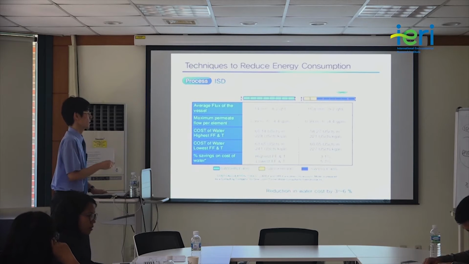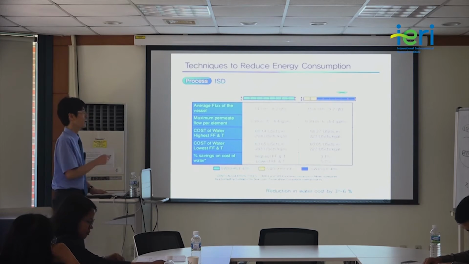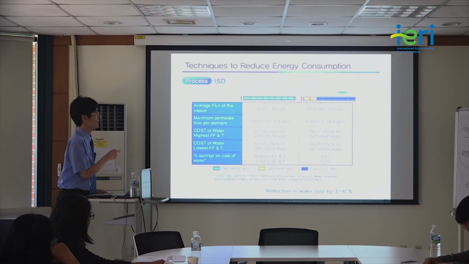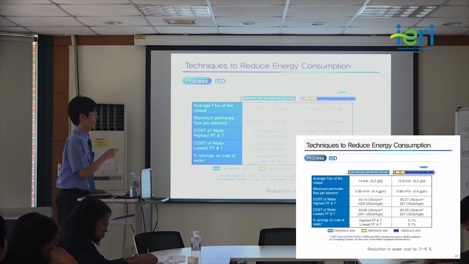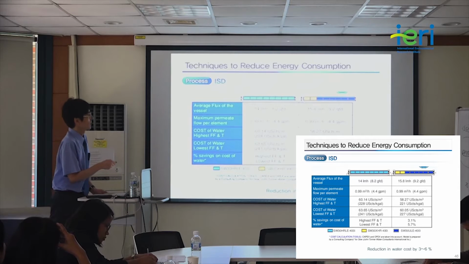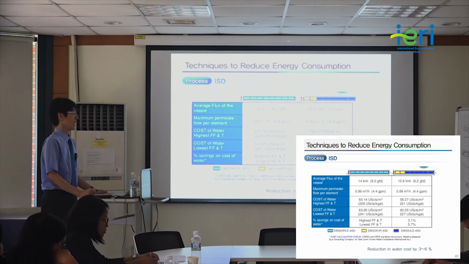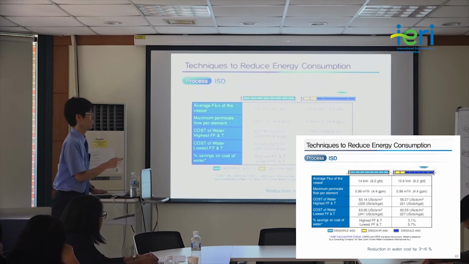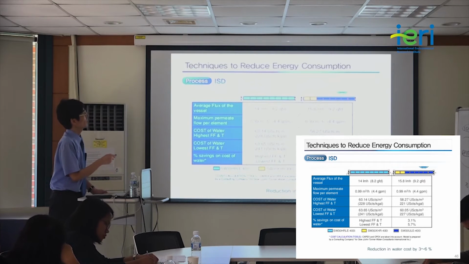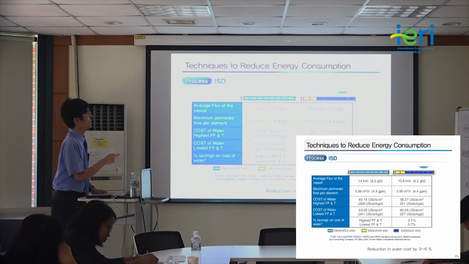So this is an example of comparing two different types of arrangement of the membrane elements. This is a conventional arrangement where people use the same membrane element in a vessel. However, in this case, people use two different types of elements. The first element has a low water permeability, and the other element has the higher water permeability, so that we can actually reduce the changes in the water flux in the inlet and in the outlet.